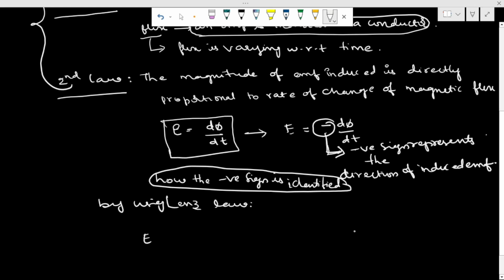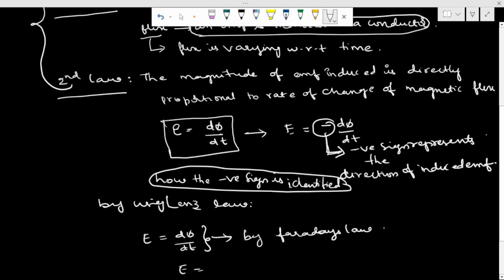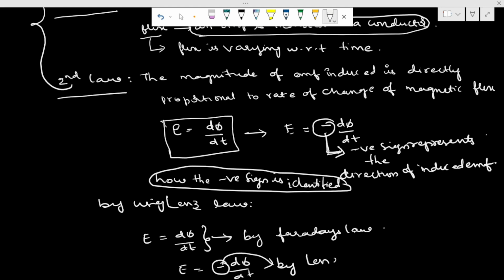The magnitude E is equal to d phi by dt is given by Faraday's law. The magnitude is given by Faraday's law, and E is equal to minus d phi by dt. The negative sign is given by Lenz's law.